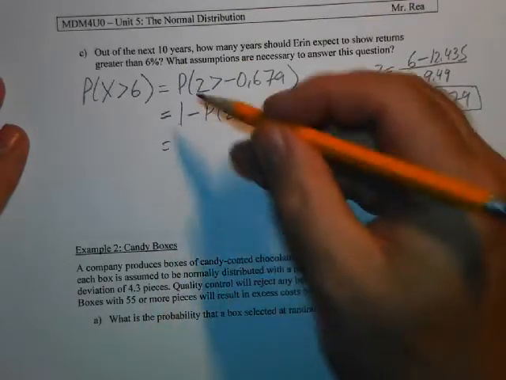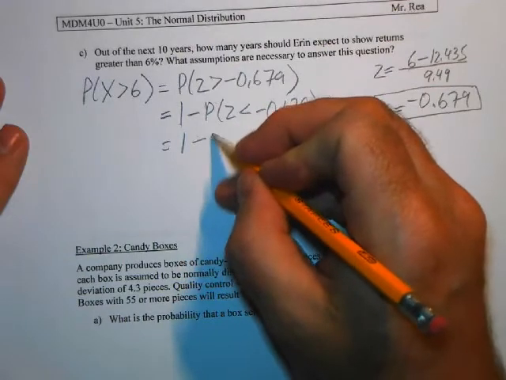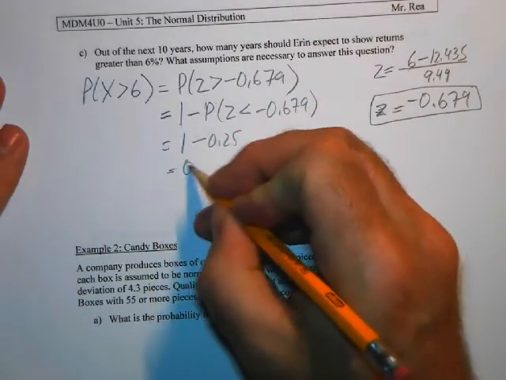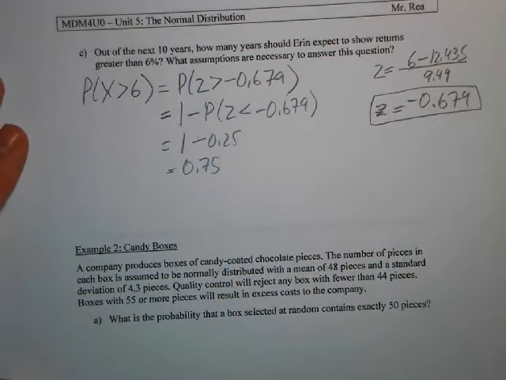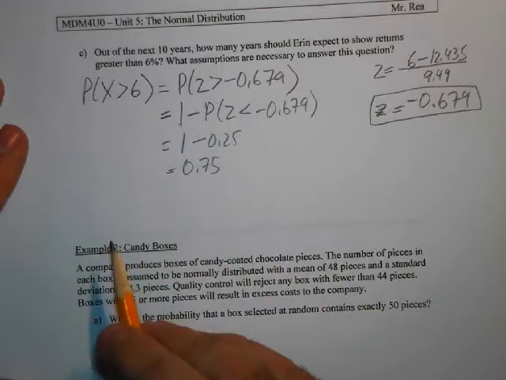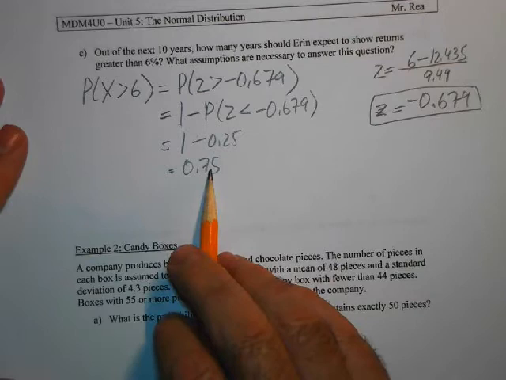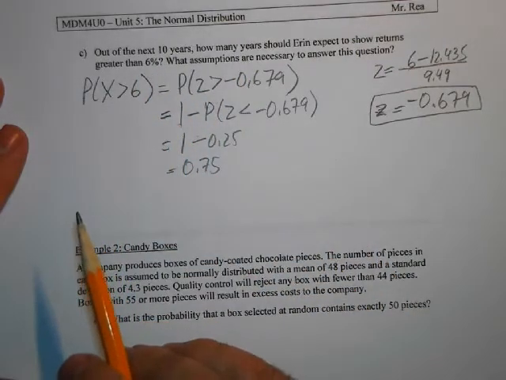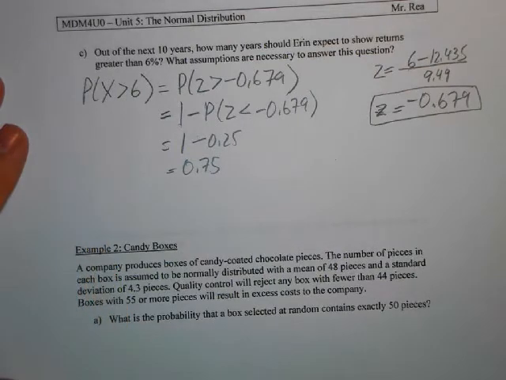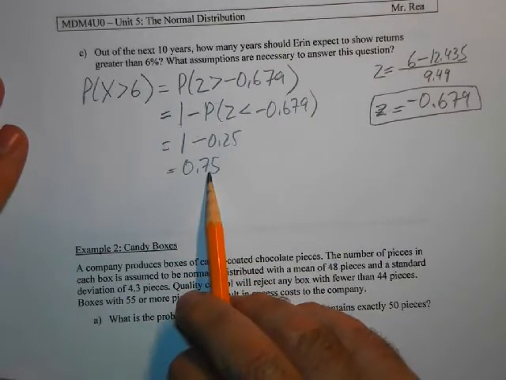So if we do the lookup for that z-score, we get a nice value of 0.25, which gives us a total final answer of 0.75. So what that tells us, for a single return, the probability of a return greater than 6% is 75%. So that's not what the question said. It said out of the next 10 years, how many years should Aaron expect to show returns greater than 6%? So we basically assume that every year there's a 75% chance of that return being more than 6%.